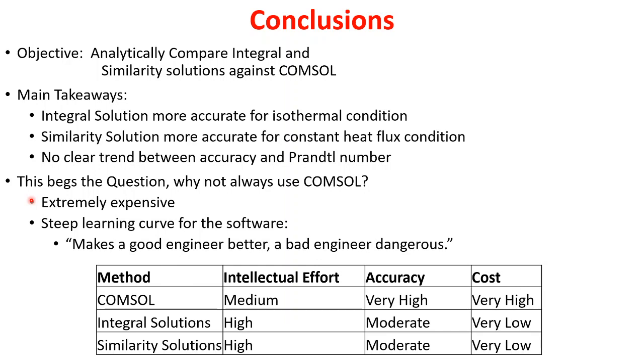And then I thought I'd build a table here just to kind of give a qualitative rating of all the different methods. COMSOL, intellectual effort was medium level, accuracy was very high, but then the cost, as I said, was very high. Integral and similarity solutions scored pretty much the same across the board, pretty high intellectual effort, as you'll remember from homework 3. Accuracy, based on my findings, were moderate. They weren't great, but they weren't bad. Cost is very low. You can do this with a pen, paper, and a calculator.